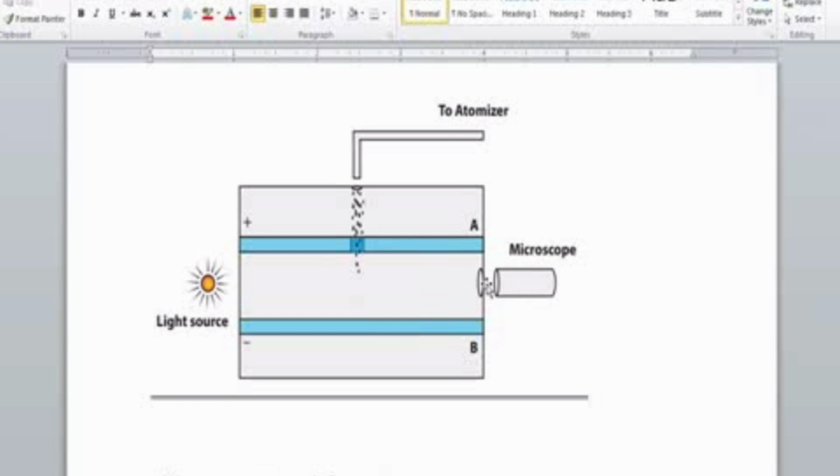The microscope has a scale. The scale value is noted here. Using that, you can calculate the displacement of the oil drop, when it is moving in an upward or downward direction, by using the scale value. Okay, so here X-rays are used.